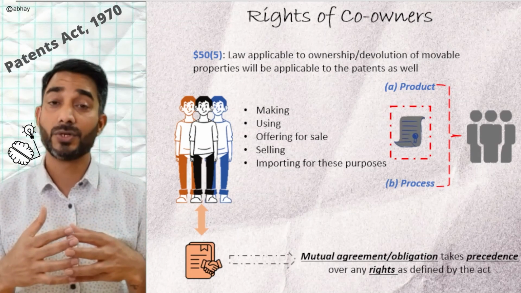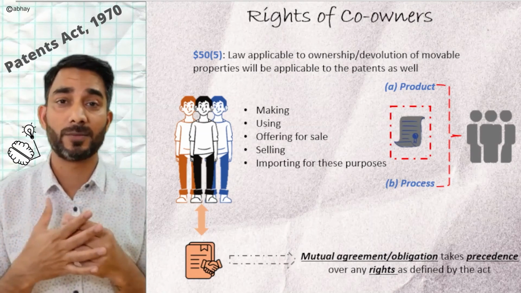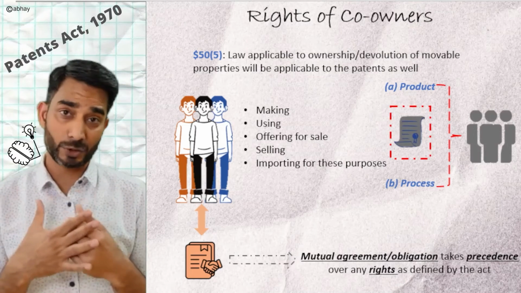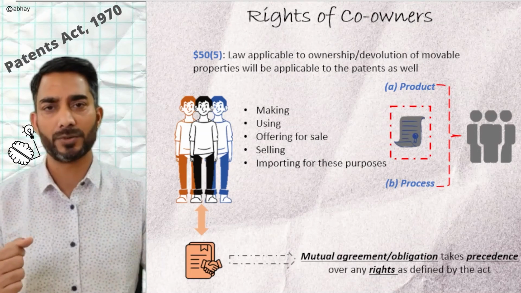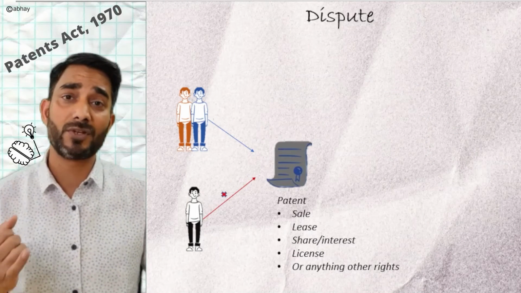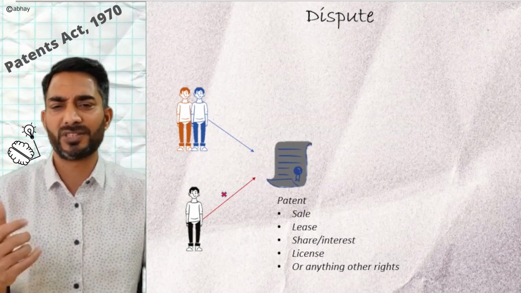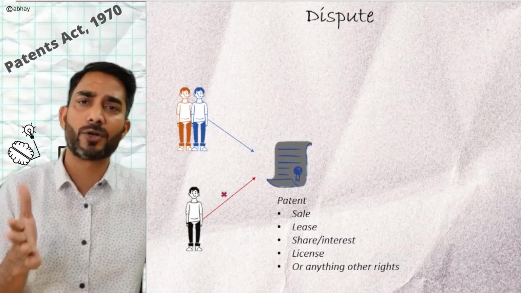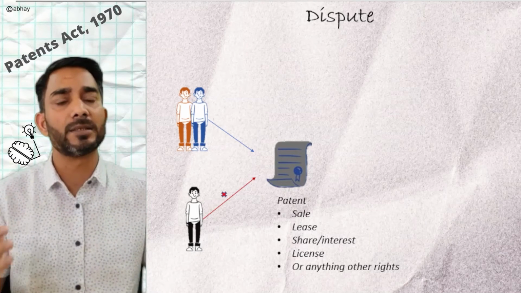At this stage, we got further clarity in terms of how to enjoy our rights. As we enjoy our rights, there are bound to be scenarios where there will be disputes. Dispute in terms of what we can do with respect to our patent in terms of sale, lease, letting out a share or interest in the patent, or licensing the patent.